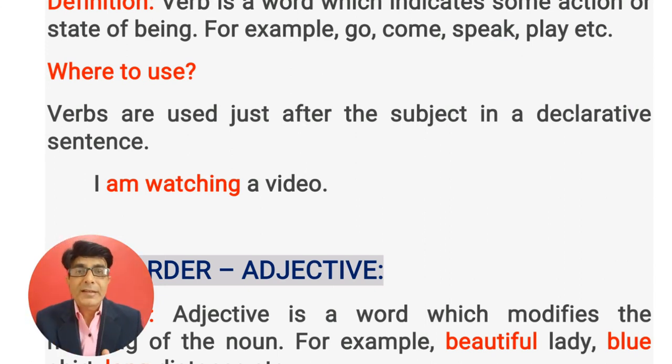But remember friends, if it is an interrogative sentence, then you have to bring a part of the verb to the beginning of the sentence. I am watching a video. If you want to make an interrogative sentence, you can say, am I watching a video? Right? So the word am comes in the beginning.